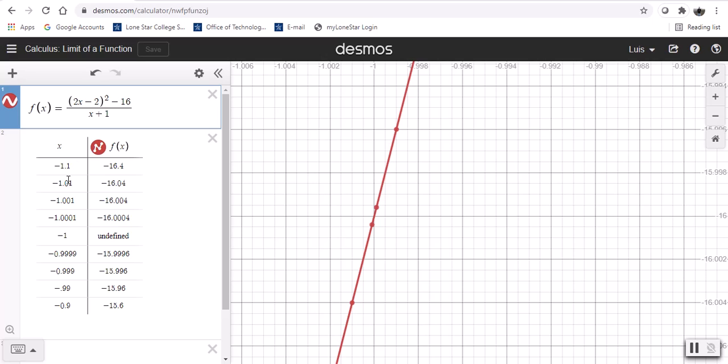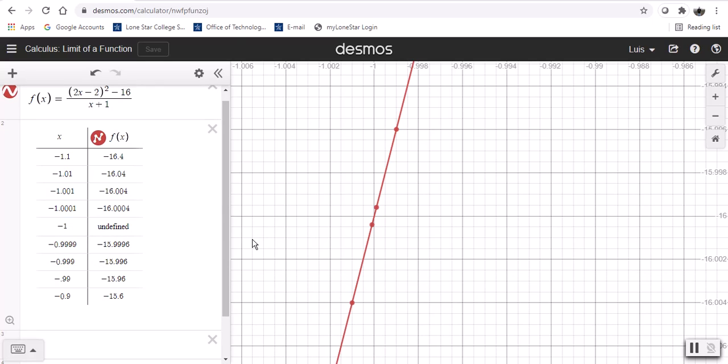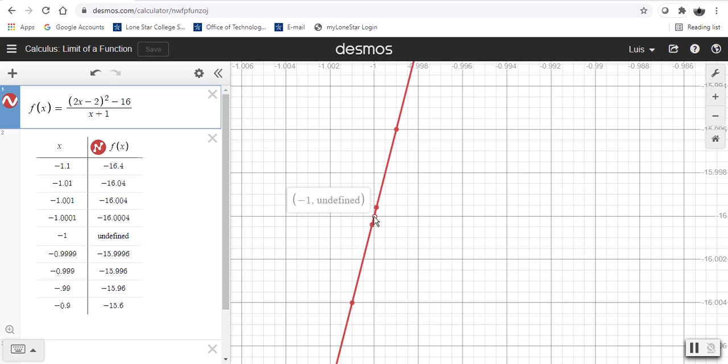And I made a table using negative 1.1 and so on. So you see on the table that it's undefined. Now, if I click on the function right at -1, I see that it's undefined. So in that case, it's indeterminate. It's uncertain what's going on at -1. But if I use my table values, I can actually see what's happening.